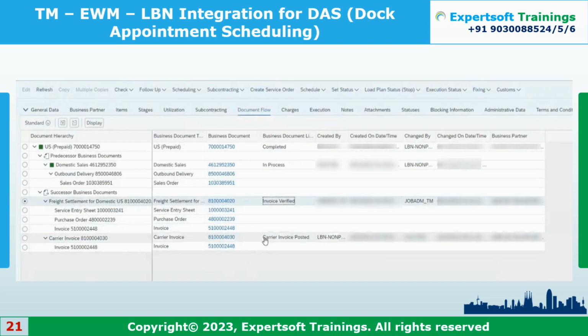For LBN, if the shipper is taking LBN on his tenant, does the shipper also need to buy the license? As I mentioned, the shipper is the owner of the license, so the shipper will take it, and for the carriers it will be free. They will be onboarded for free. The license cost will be there only for the shipper.